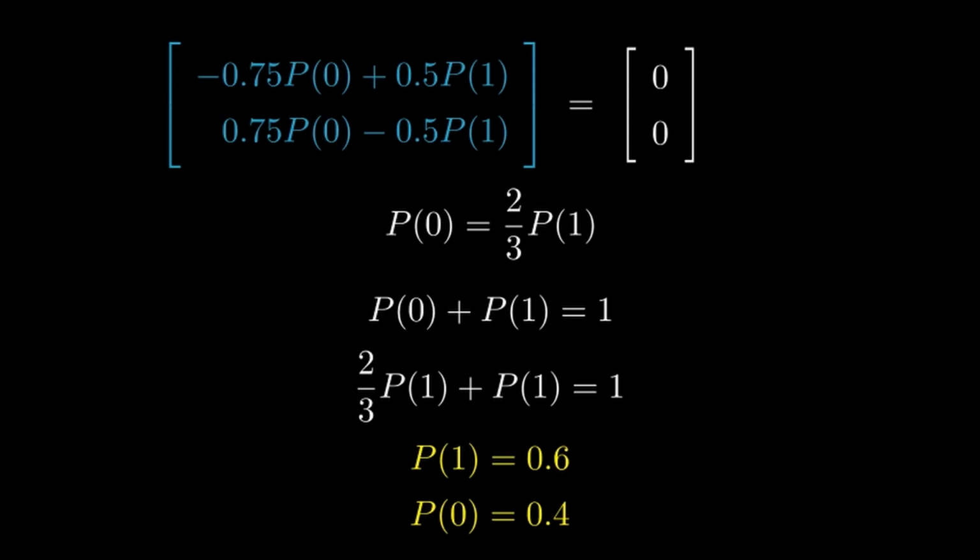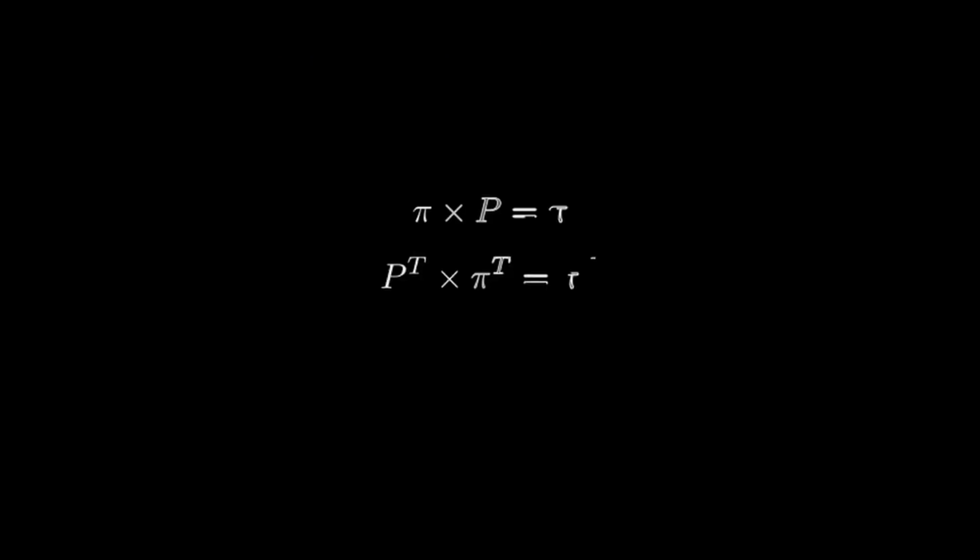And this is exactly the same result as the one when we multiply the matrix n times. And in the end, I will give you the formula. The formula is pi times p equals pi. Pi is the row vector, and p is the state transition matrix. And remember to switch the order of p and pi after we have transposed them.